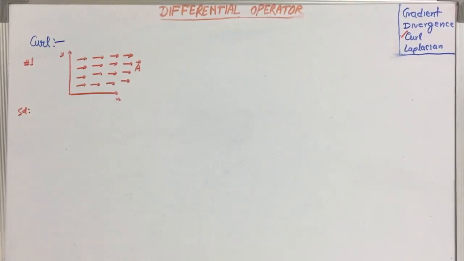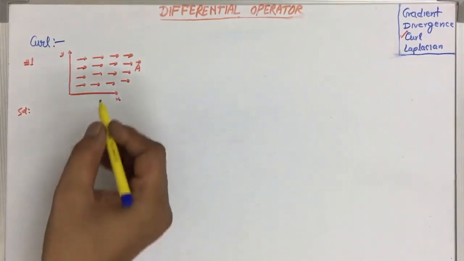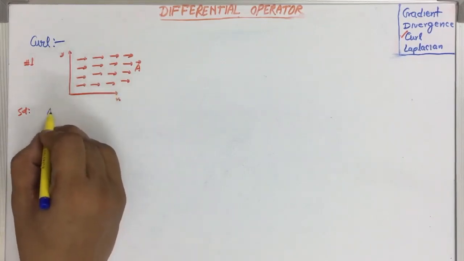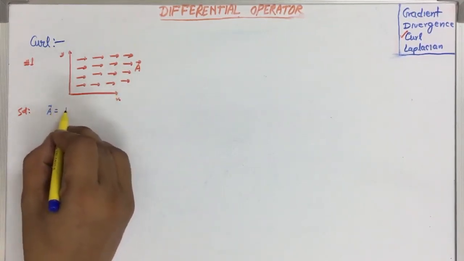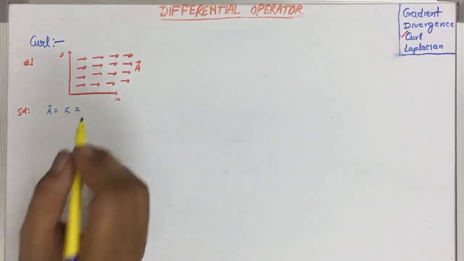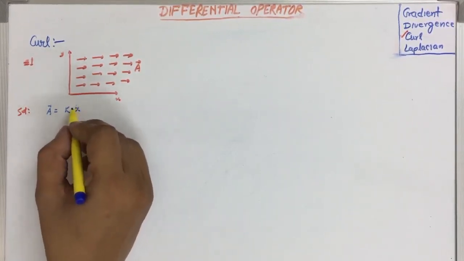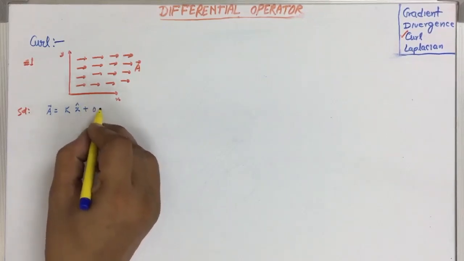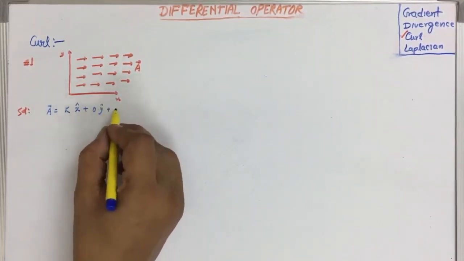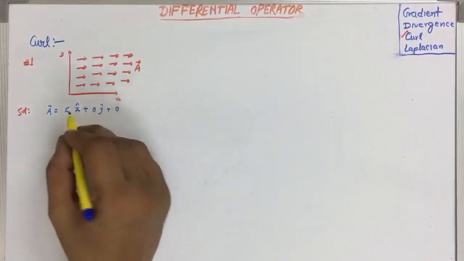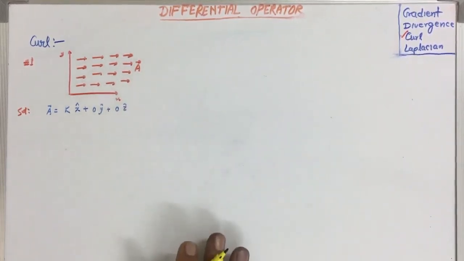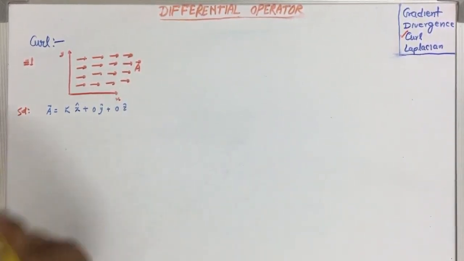So from here we can say that the field remains constant. It is flowing with constant rate in the direction of x. So A can be any constant times x. Okay, and in the remaining directions it is 0. Ax, ay, az you can say. Okay, write it, no problem. Now we have to find the curl of A.